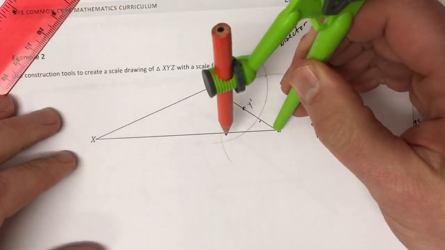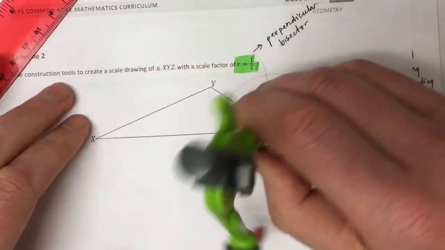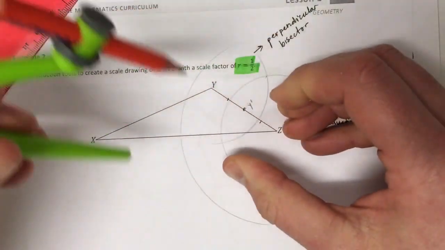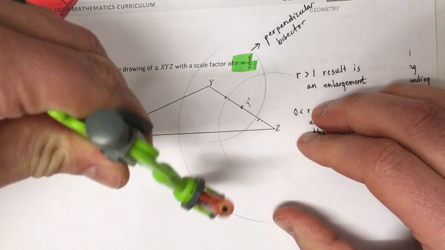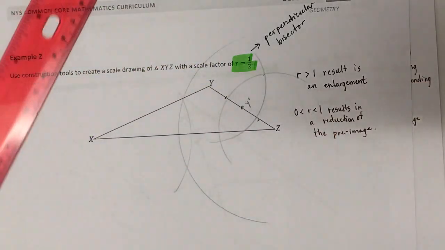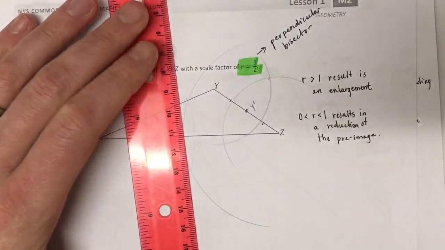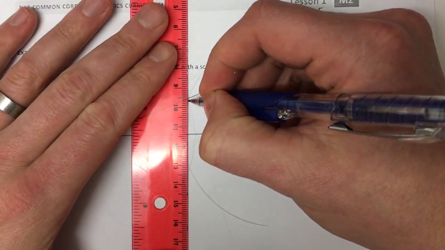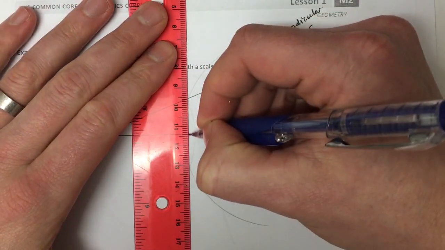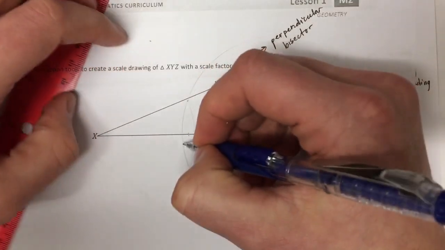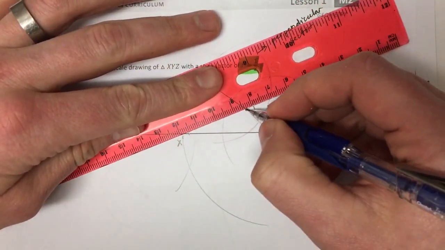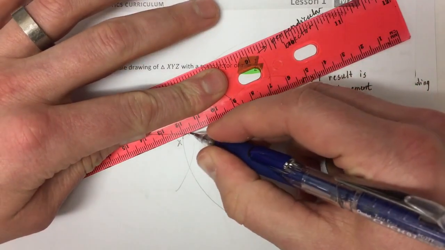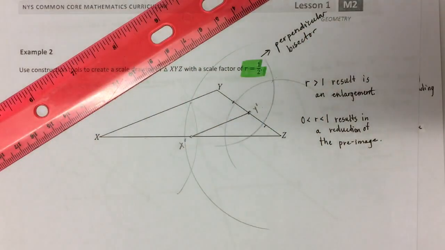And so I need to do one more perpendicular bisector. And so now I have this spot right here, and that would be my x prime, and then the connection between y prime and x prime, boom. And now I have a scale factor of 1/2.